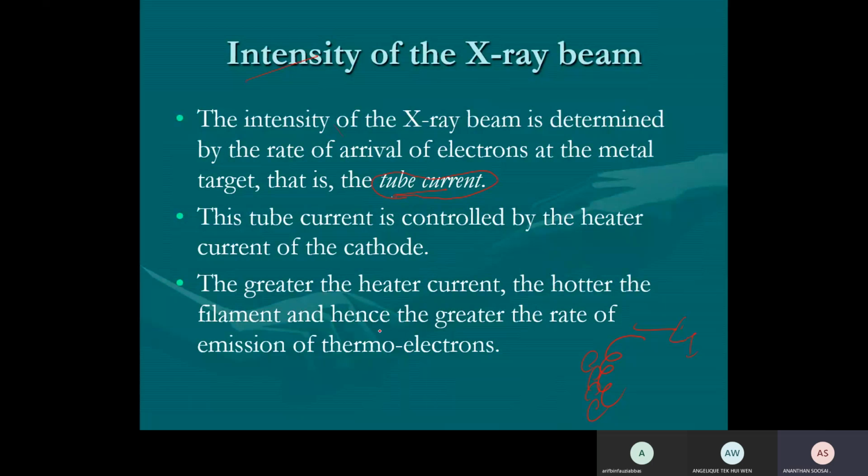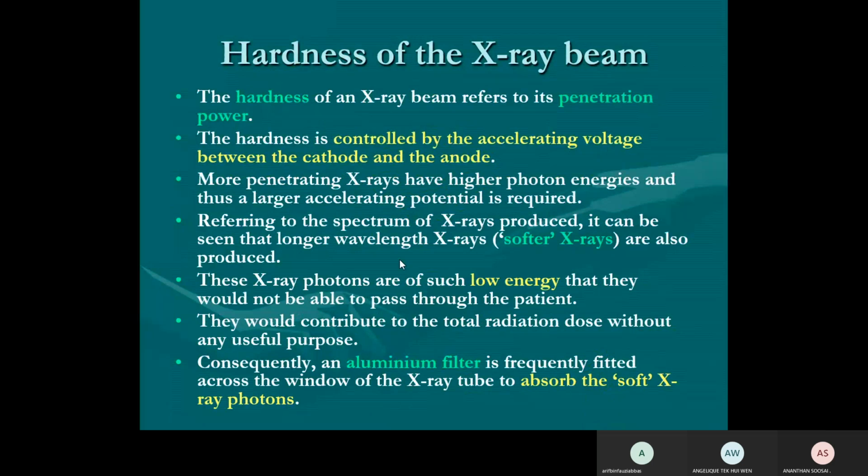So intensity is determined by the tube current. Not even once they ask in exam about tube current. Okay, so far. This tube current is controlled by the heater current. The greater the heater current, the hotter the filament, and greater rate of emission of thermoelectrons happens, more electrons come out. Greater rate means the number of electrons coming out per second is higher, so more intense is the X-ray. Okay, so just highlighted points only.